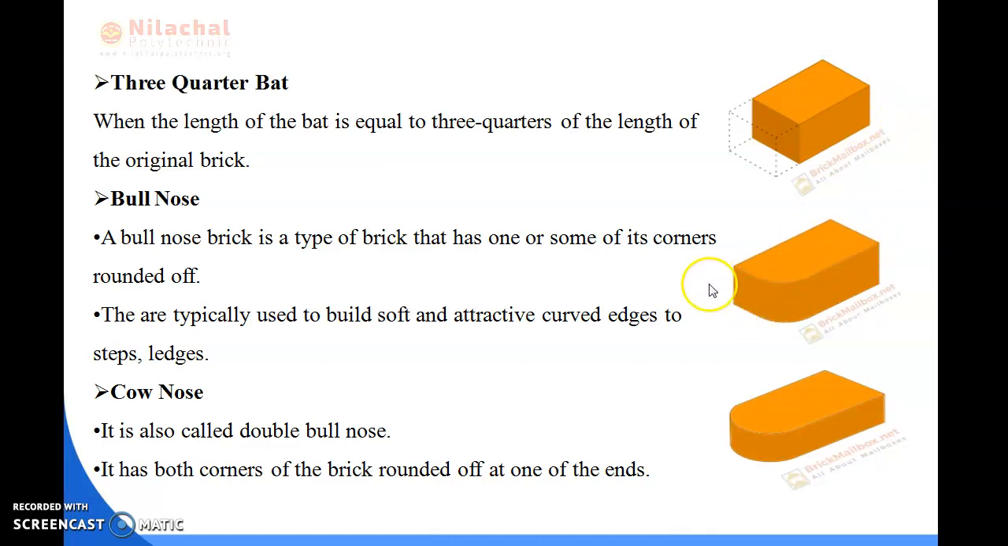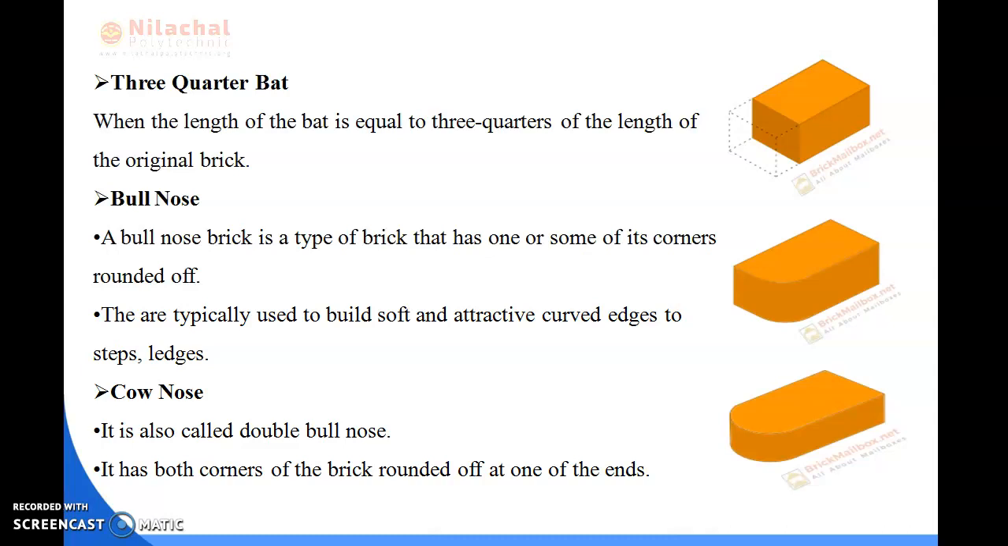In this image, you can see here one or some of the corners have been rounded up. You can see here these corners have been rounded up. This is known as bull nose. It is mainly used in steps, ledges, or to make any of our buildings look attractive. So this bull nose brick has been used.